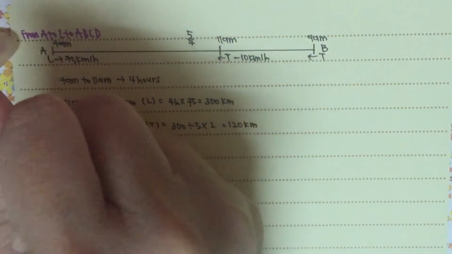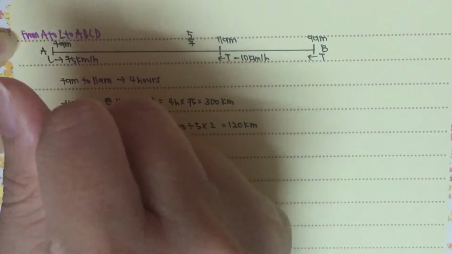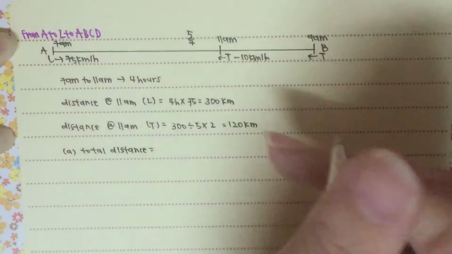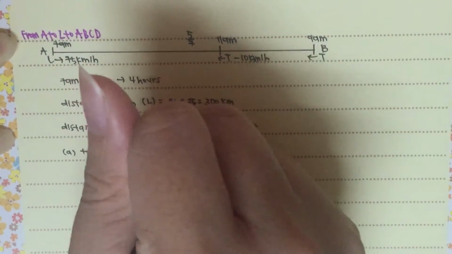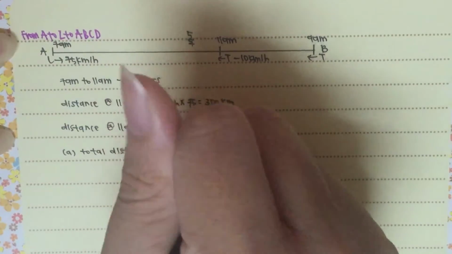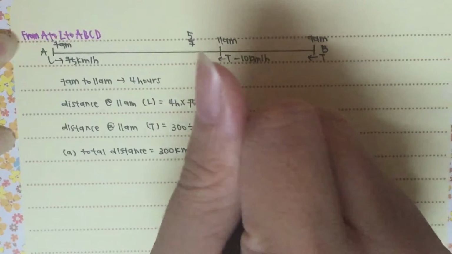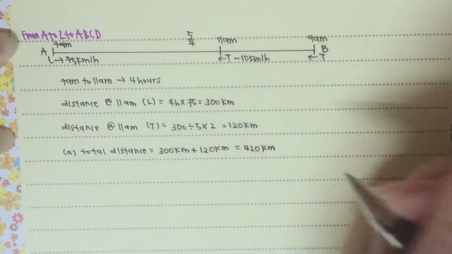Therefore, part A asks for the total distance. This will be equal to the sum of these two values, which will be equal to 300 km plus 120 km, which gives us 420 km.